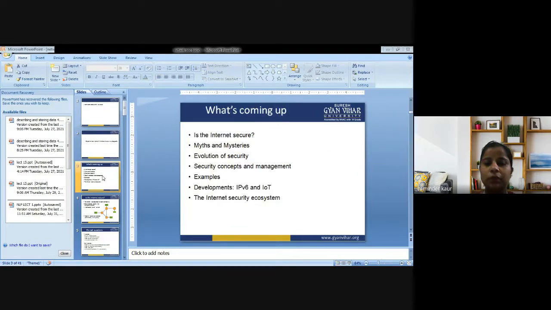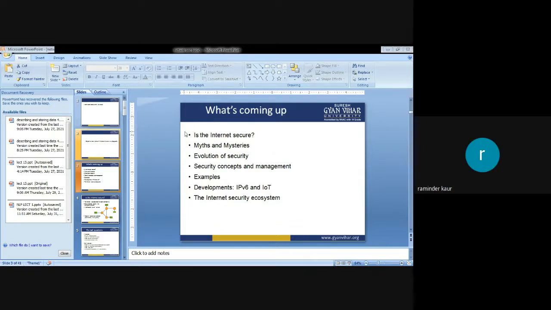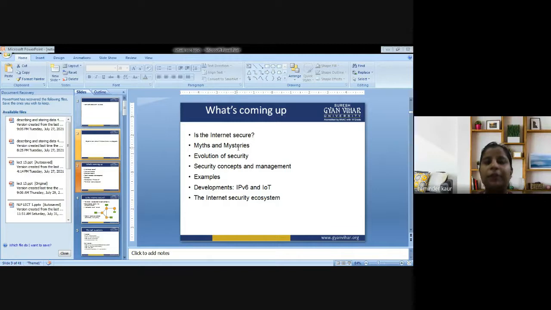So let's discuss what we are supposed to discuss in today's lecture. Is the internet secure? Because we are dealing with network security, various myths and mysteries are what we are going to discuss. In addition, the evolution of security, security concepts, management, examples, development of IPv6, the Internet Protocol that has version number 6, and IoT, the Internet security ecosystem, that we are going to discuss today. So these are all the topics that will be covered today.